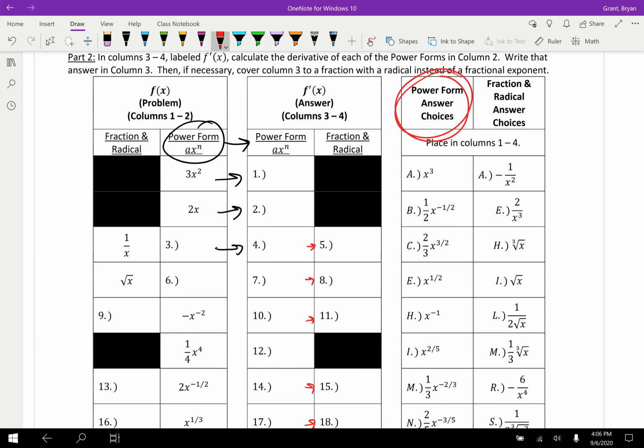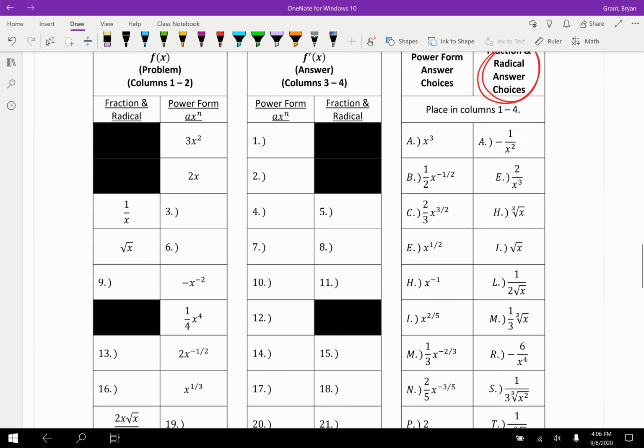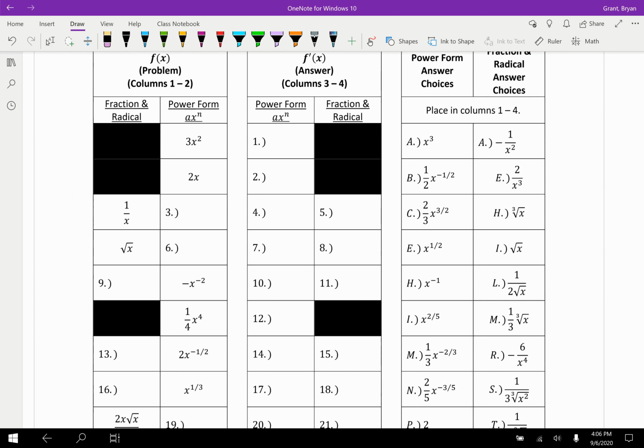You have the power form answers. Well, these are our power forms, right? They're clearly stated as that. And then you have your fractional and radical answers here. So those are going to fill up these too. So again, I'm going to go through it, but I would really suggest that you do this on your own. It is not crazy difficult, and it'll save you a bunch of time watching the video. You can check the answers at the end. Let's rock and roll.